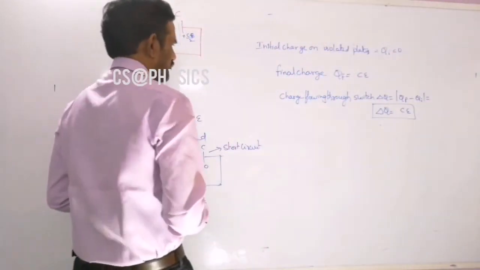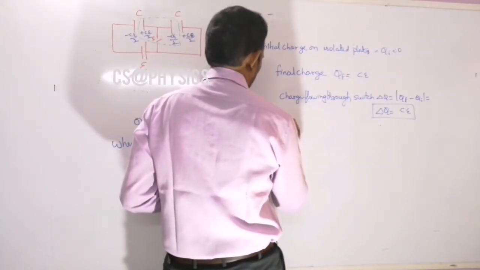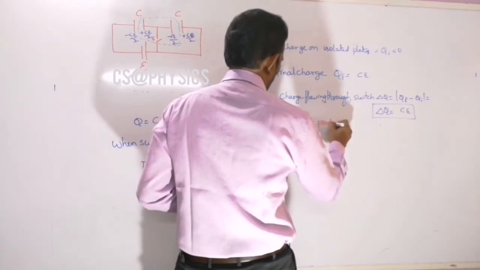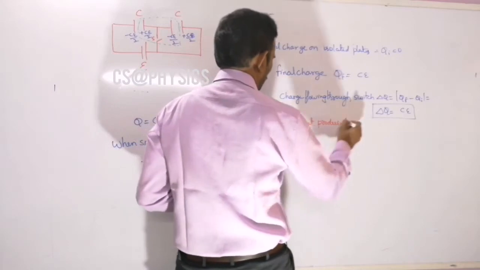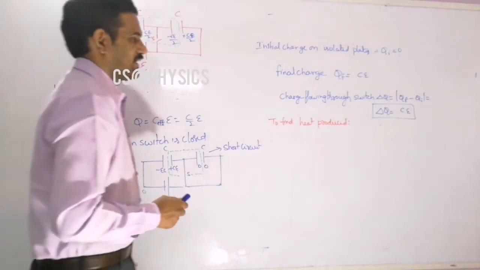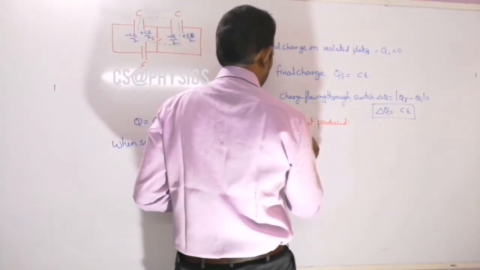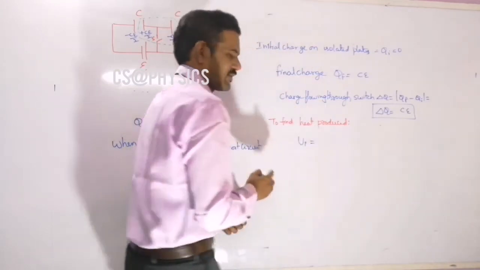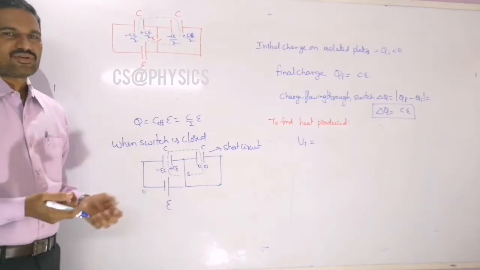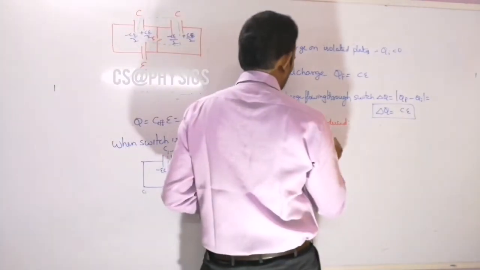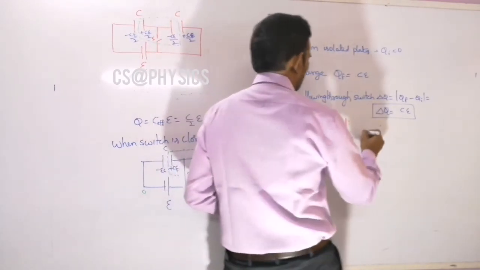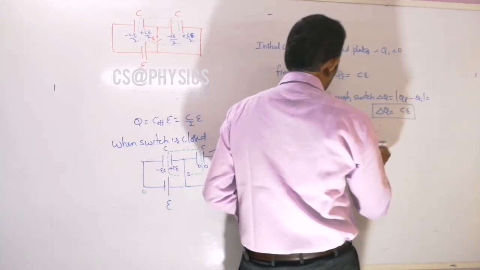So to find heat produced in the circuit, we need to do the following calculations. They are nothing but the initial energy in that system. I am writing U initial, that means the initial energy stored in the system. You can write either half CV square, or half C effective into E square, using the total energy directly. So this is nothing but CE square by 4.